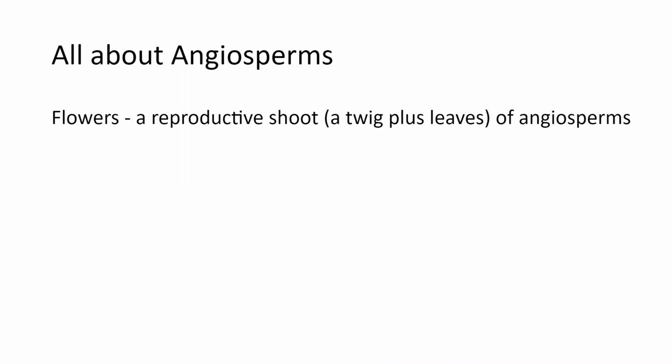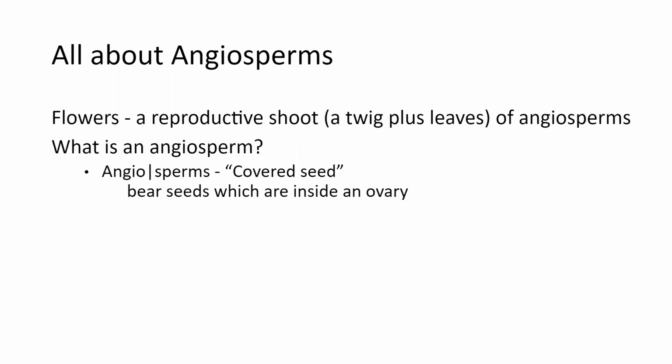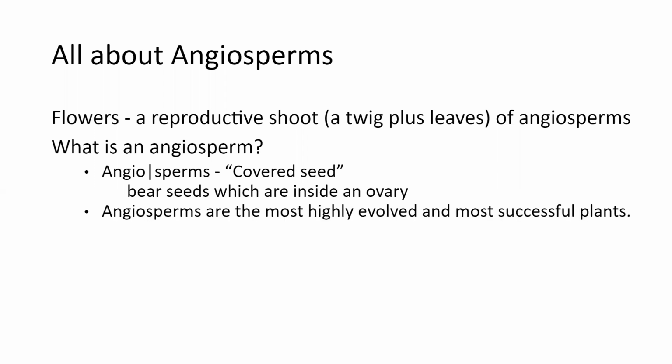So starting with angiosperms, right, we talked about this on the first day of class, but when we're focusing on flowers, we're talking about reproductive shoot. And so in this case, it consists of a twig plus specialized leaves of angiosperms. So angiosperms, remember, are flowering plants. If you break down the word into the roots, angio and sperm means covered seed. And so angiosperms are plants that bear seeds that are inside of an ovary. So that's what we mean by covered seed. And these evolved after gymnosperms, which we'll talk about next week. But these are the most highly evolved and most successful plants.